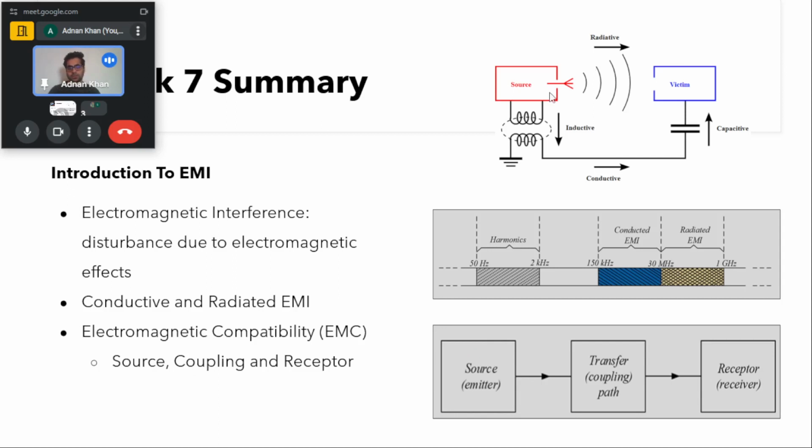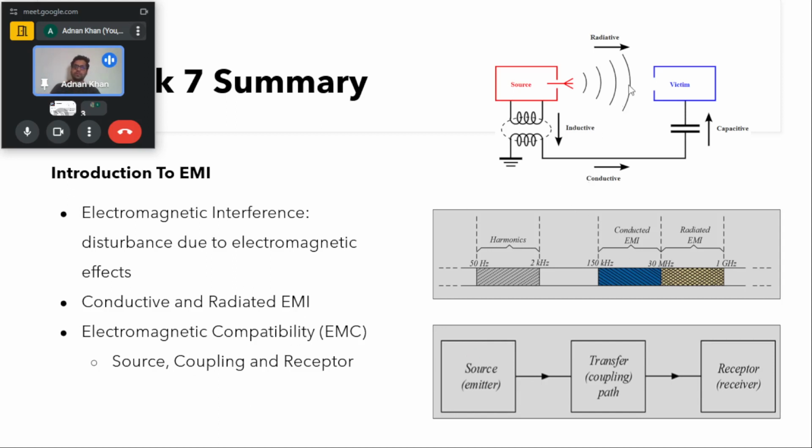So in this way, there are two ways of this EMI. One is conductive, and another is radiated, which we saw. The part of the converter where this electromagnetic interference is generated is called a source. And the parts that get affected due to this are usually the victims, or the receptors, or the sink.